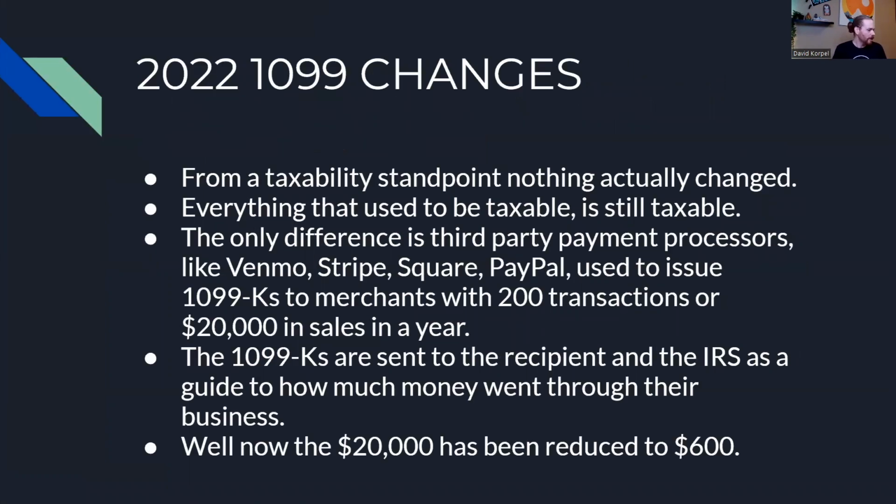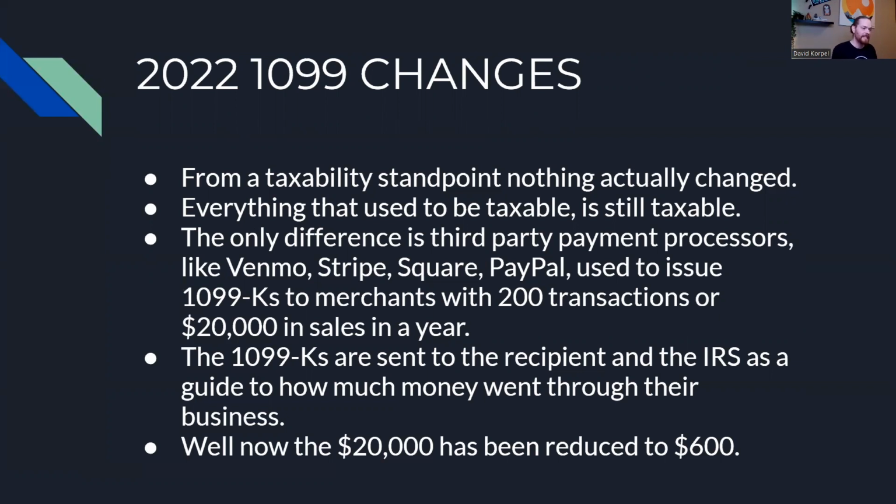So there's been talk in 2022 about some changes to 1099s and how that's affecting people and small businesses and third parties and all those kind of situations that we're hearing. But the truth is, from a taxability standpoint, nothing has changed. Everything that used to be taxable is still taxable. Business income is still taxable whether or not you receive a 1099 or not.